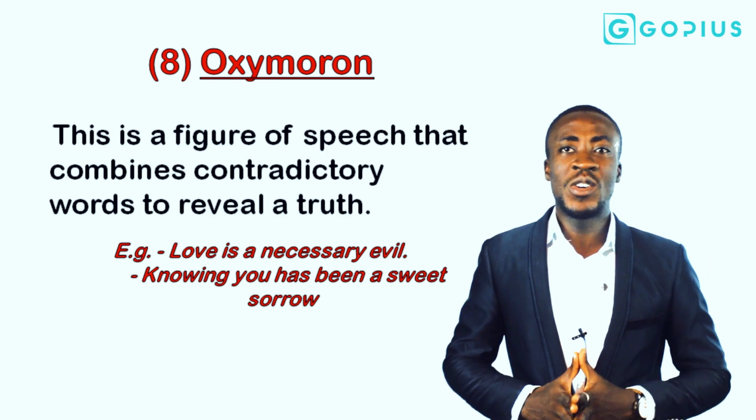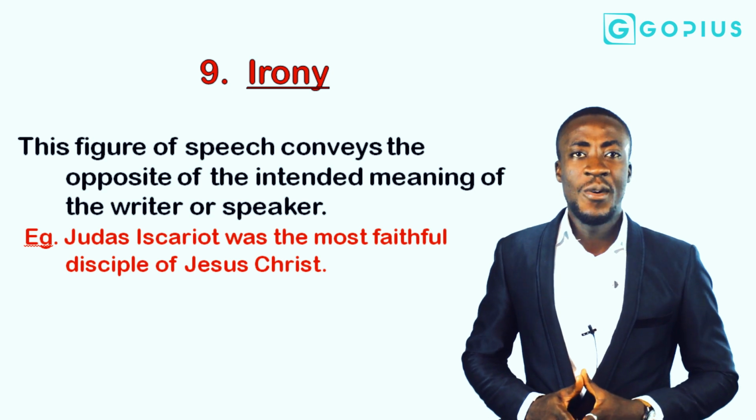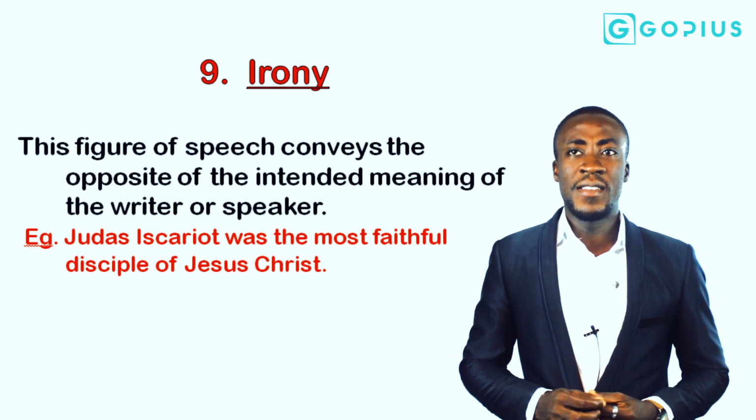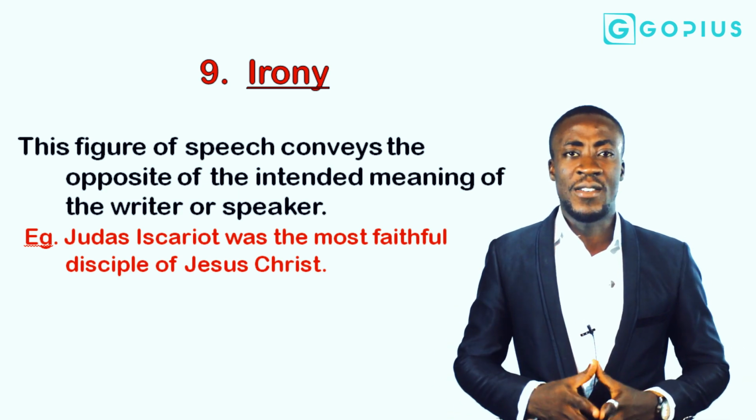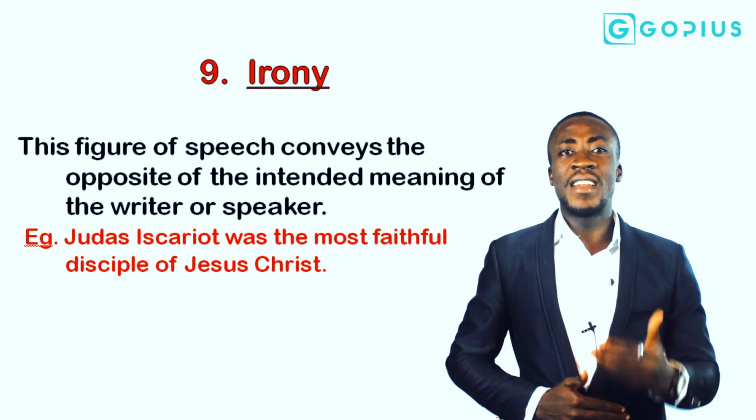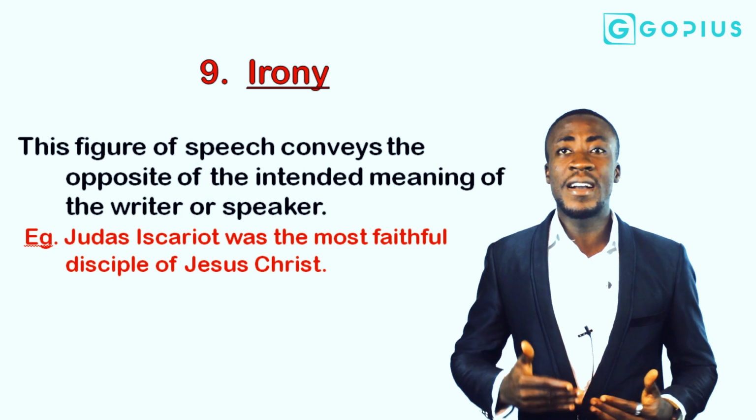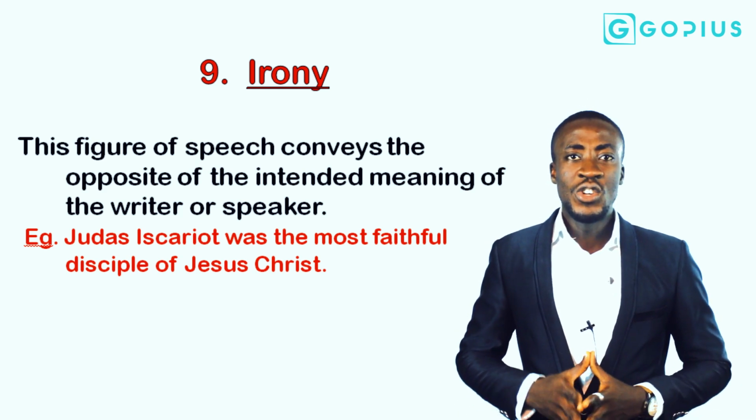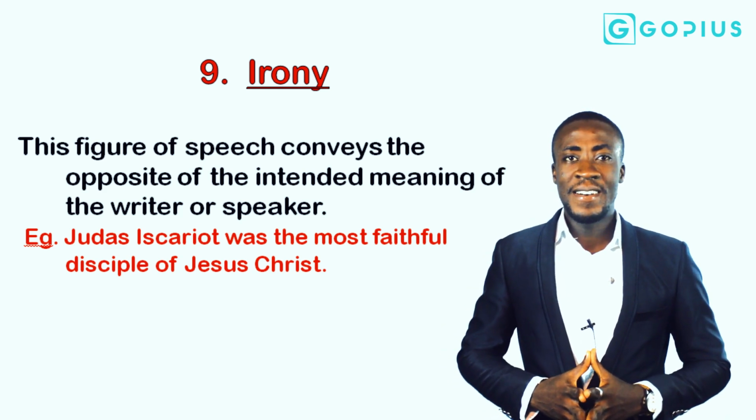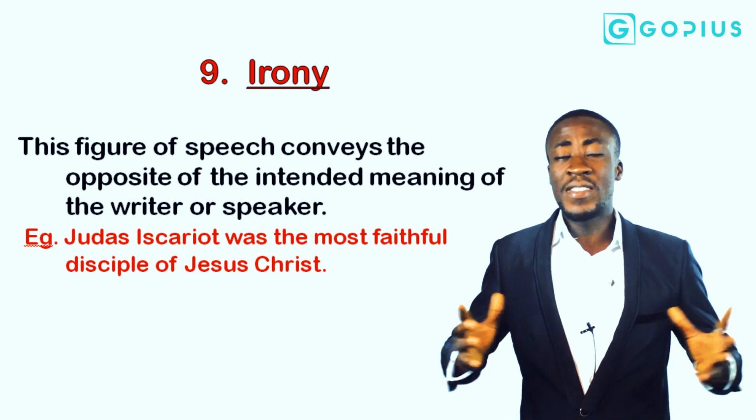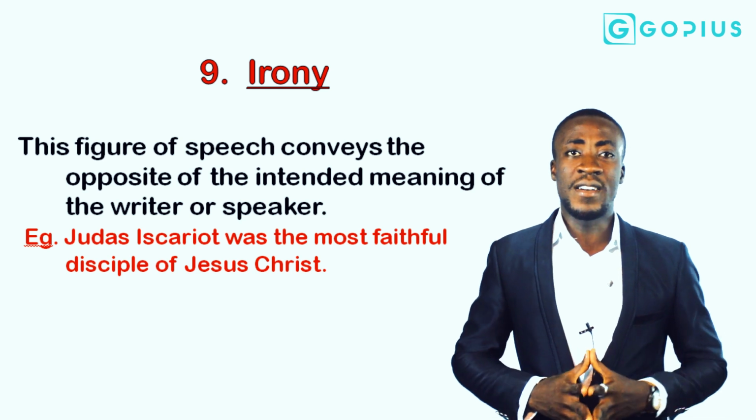The next figurative language is irony. When you say that a statement is ironical, we are simply saying that that statement or speech conveys the opposite of the intended meaning of the writer or speaker. Sometimes we say things in the opposite direction, and whenever we do that, we are simply making an ironical statement. Judas Iscariot was the most faithful disciple of Jesus Christ. That statement simply conveys, with all standards, the opposite of the intended meaning, and that statement is ironical.